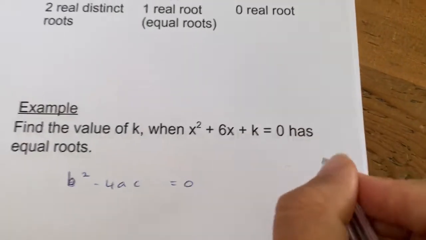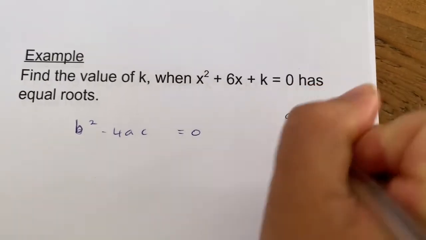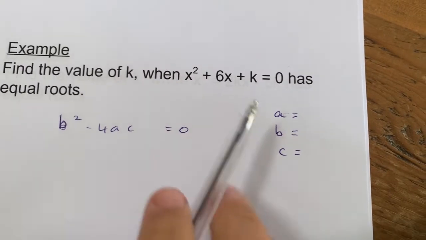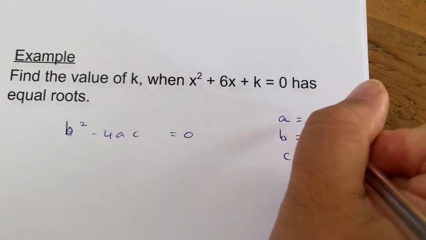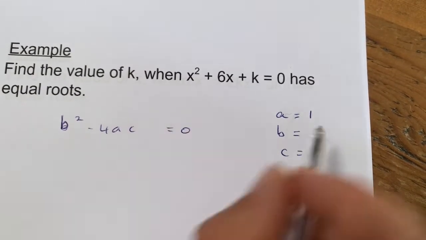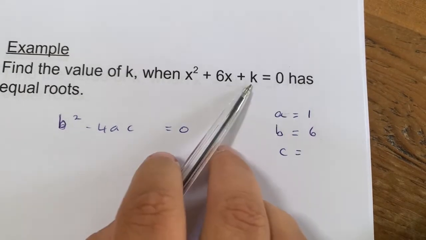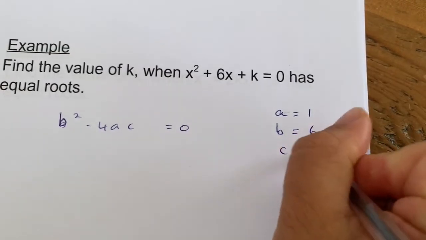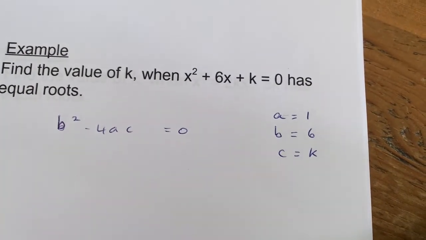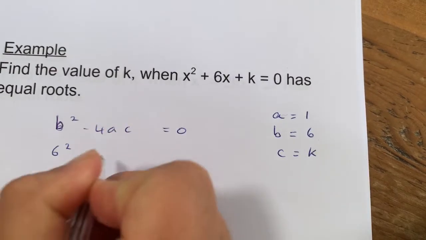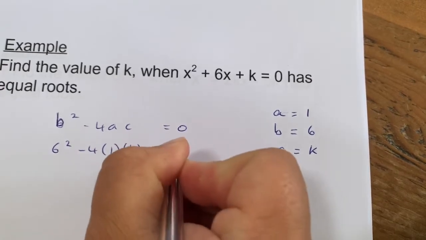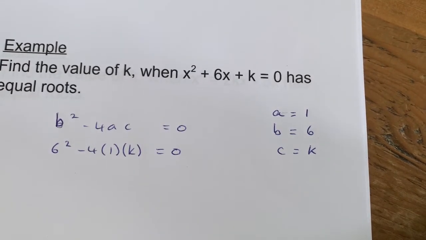So just a wee recap, you can do this if you like, you don't have to, but I'm going to state what a, b and c are down at the side. So a is 1 because there's 1x squared, b is the number of x's in the middle and there's 6, and c is the number on its own, or in this case a letter, k. So I'm going to sub these three bits of information into this. So I've got my b squared, so in this case 6 squared, take away 4 times 1 times k. And I know when I've got equal roots that equals 0.